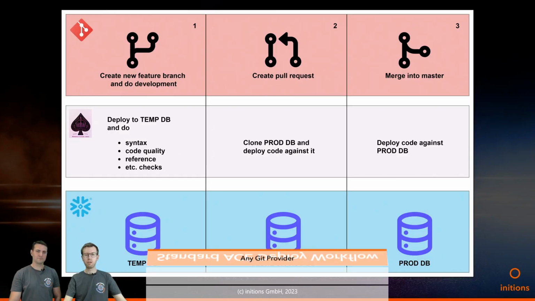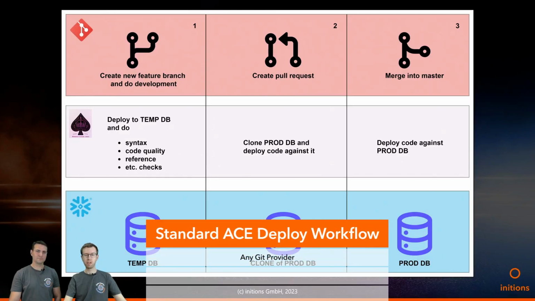We had a look at different components in the last few parts, and now we want to bring it all together. So in this episode, we want to see a standard workflow. Tobias, do you have an example for us? Let's take a look at a standard workflow that can be implemented with any Git provider.